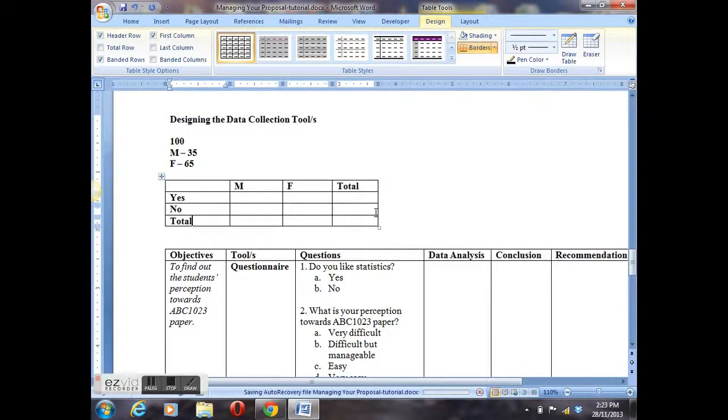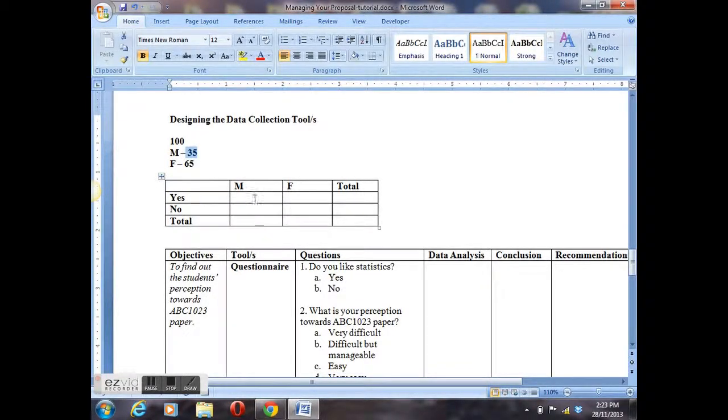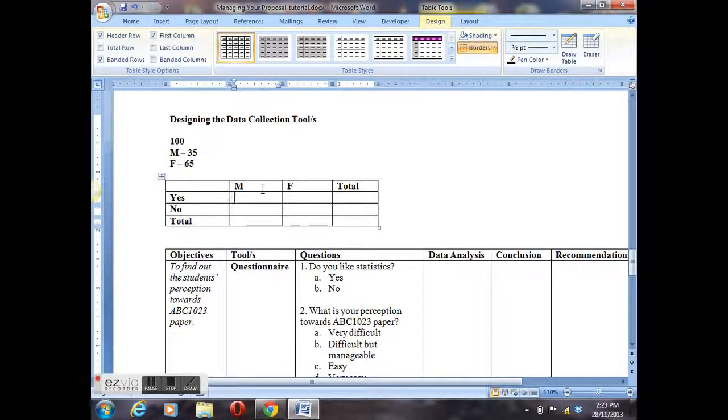Assuming that we have this data, out of 35 male student respondents, I need your number. How many say yes? 8. Okay, the rest would be no. The total should be male 35, female 65, and then we will get 100. Okay, give me a number. 10. Okay, 10.